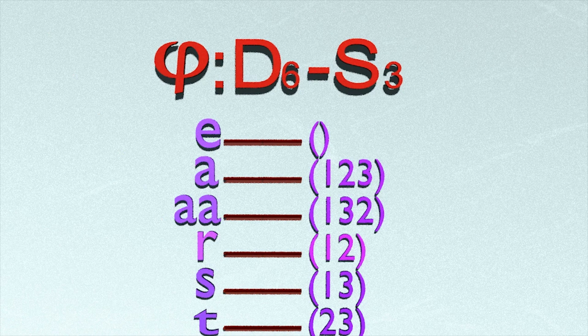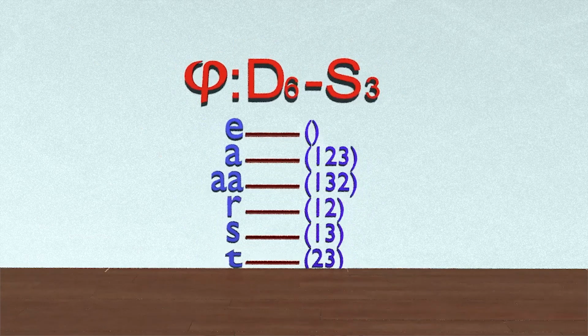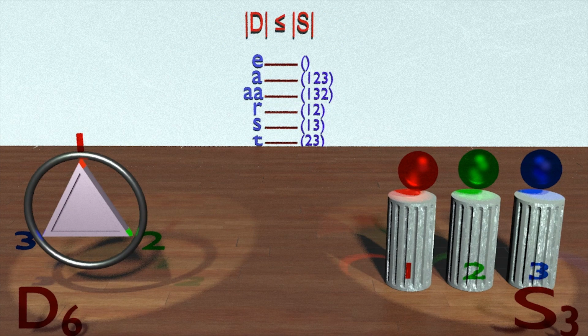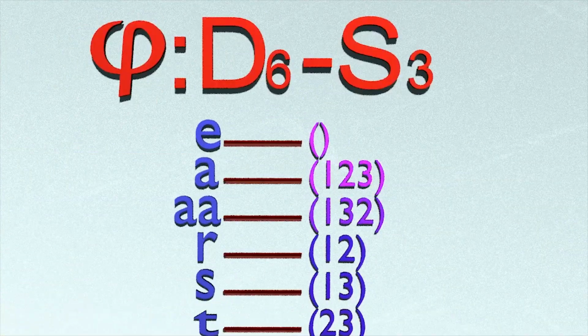The reflection R goes to the transposition (1,2), but we can also go back from the transposition to the reflection. For this to hold on the entire group, there must be as many or more elements in S3 for all of the elements in D6 to map over to. All 6 elements, E, A, AA, R, S, and T, have a unique place to go in S3.